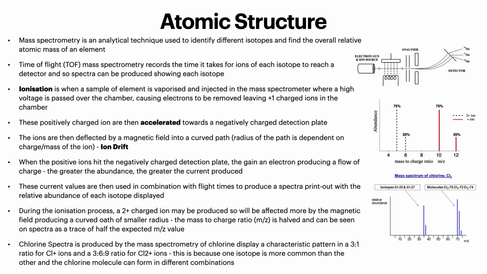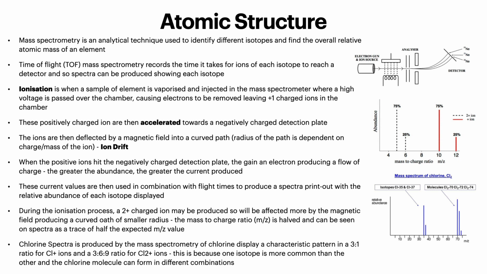Then further, we have mass spectrometry, which is an analytical technique used to identify different isotopes and find the overall relative atomic mass of an element. There's also another type, which is time of flight mass spectrometry, which records the time it takes for ions of each isotope to reach a detector, and so spectra can be produced showing each isotope.